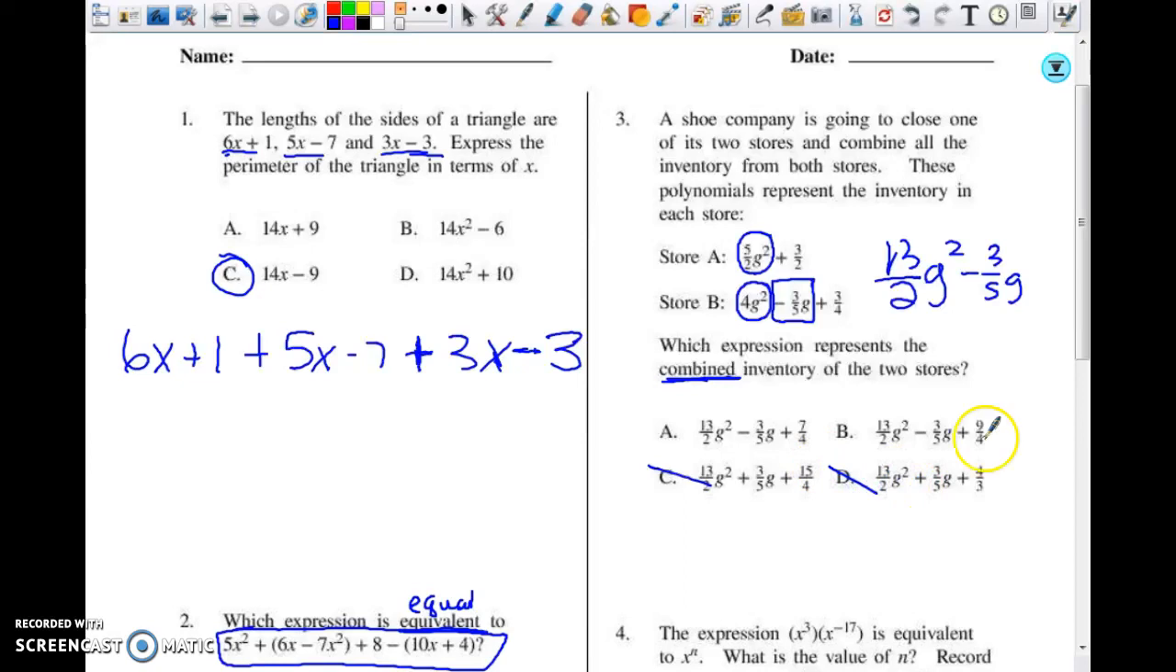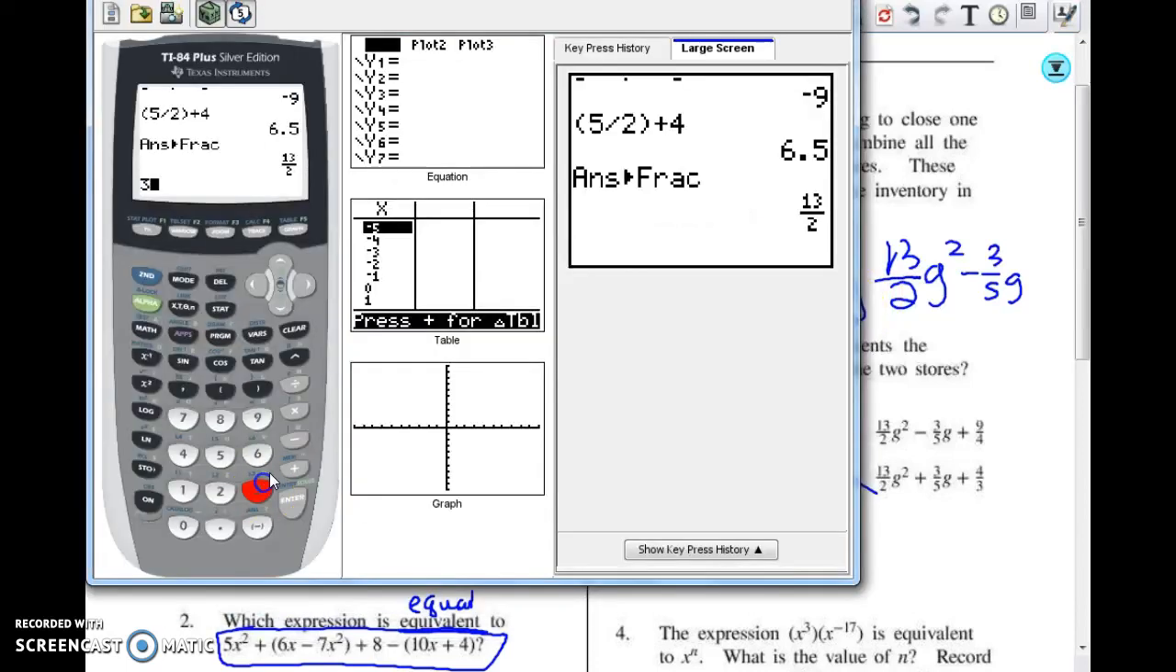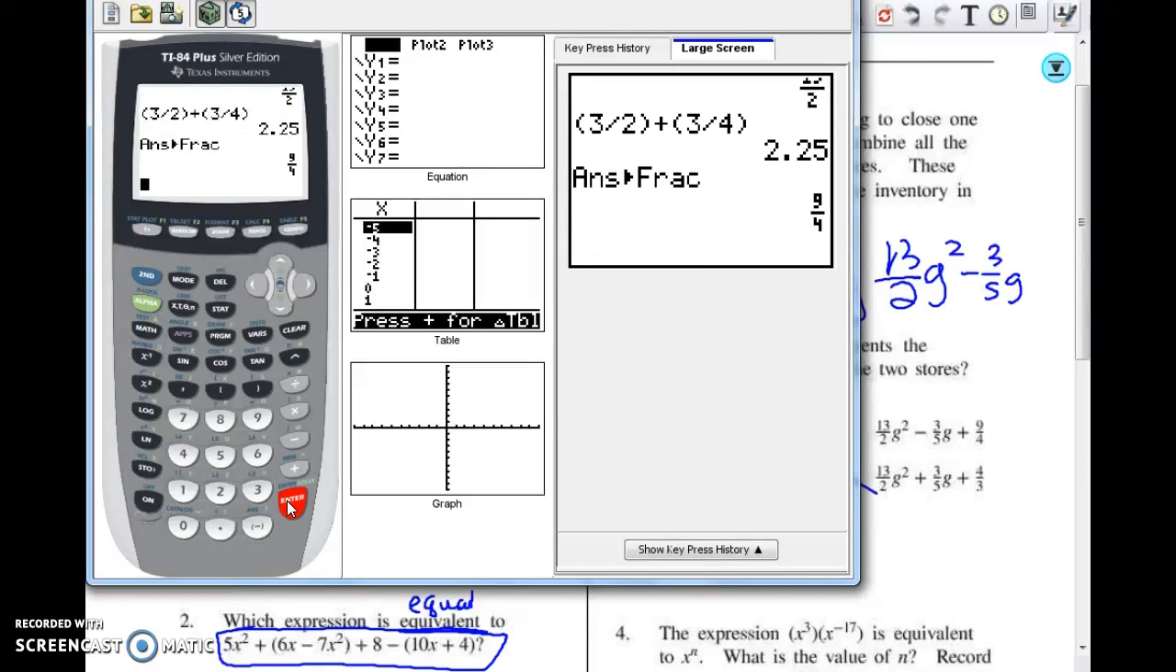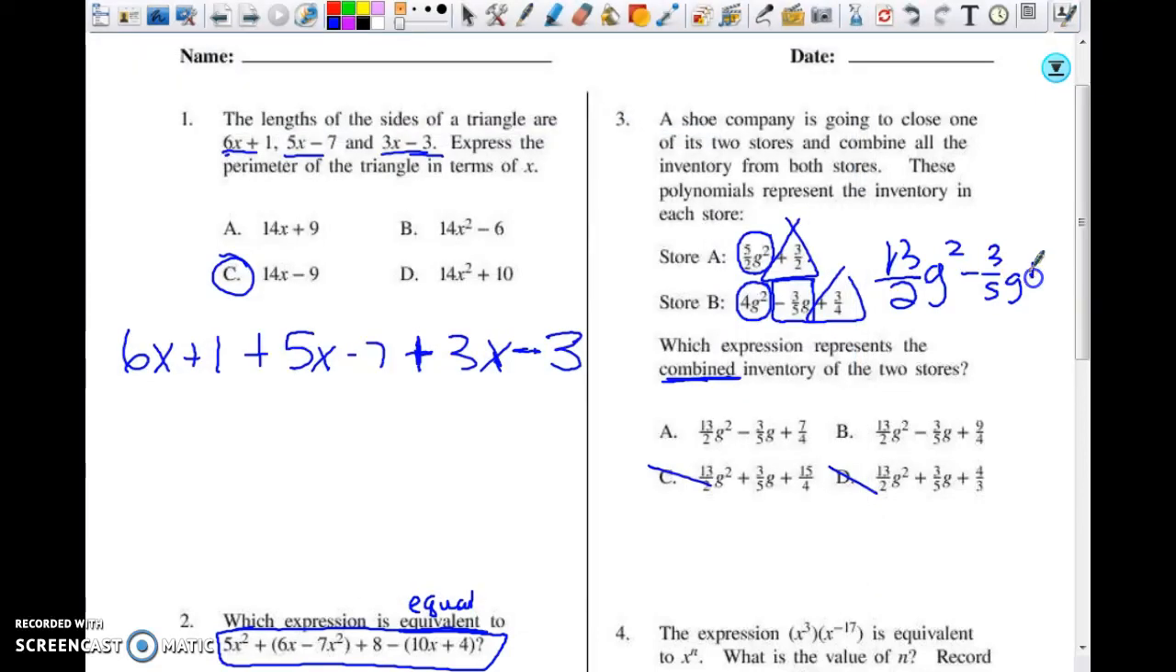Okay, so now we're looking for the last term. You got 3 halves here, 3/4 there. Remember, there's no variable, no exponent, so they can be combined. So you could do that. 3 halves plus 3/4. Do math, enter, enter. 9 over 4. Which one gave me a positive 9 over 4 at the end? Option B did. Now this is where I was telling you, you can just do it in the calculator and you don't have to do any of this by hand. Just be careful entering it.